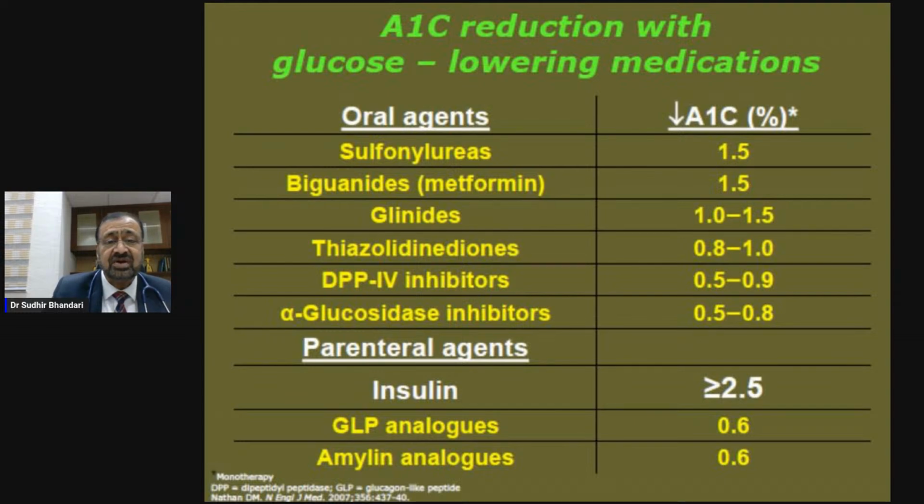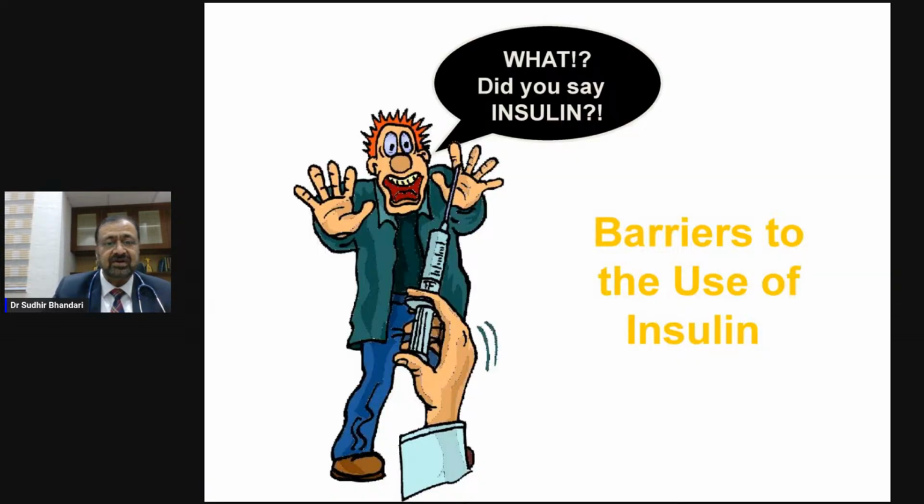Why is insulin so important in our armamentarium of controlling diabetes? An anti-diabetic drug is assessed by its ability to reduce HbA1c. Among oral drugs, sulfonylurea and biguanides are very potent in reducing HbA1c, and the rest reduce it by 1 to 1.5. But if you look at insulin, the reduction in HbA1c with insulin therapy may be as much as more than 2.5. That's the potency of insulin in reducing blood sugar. Hence, we need to be very used to insulin therapy.